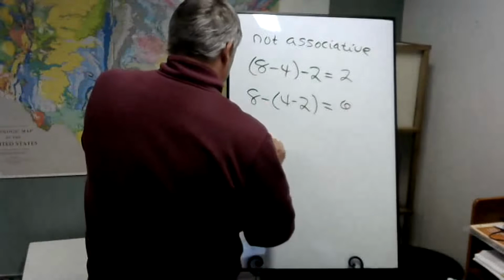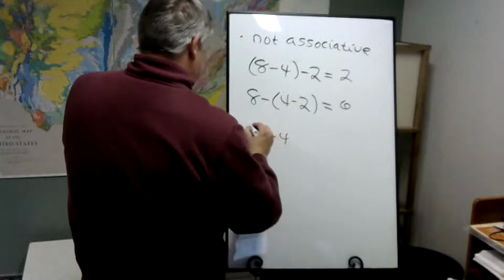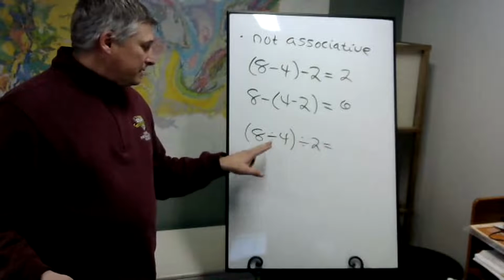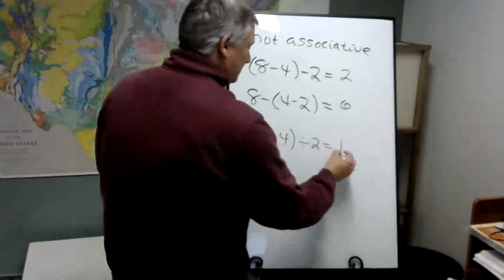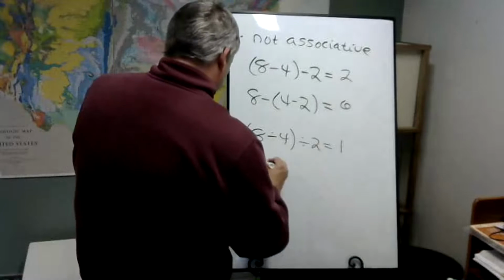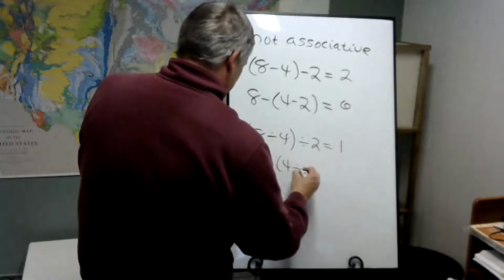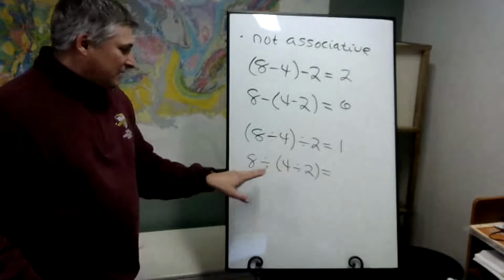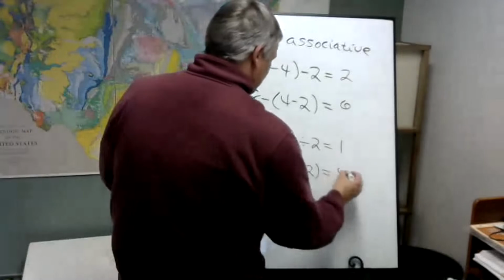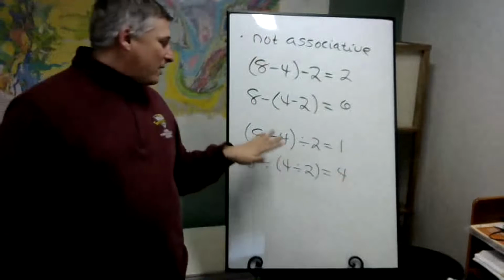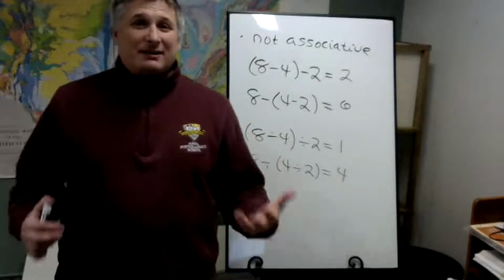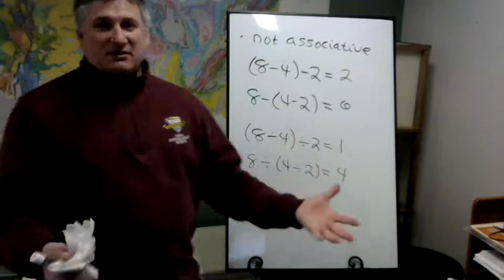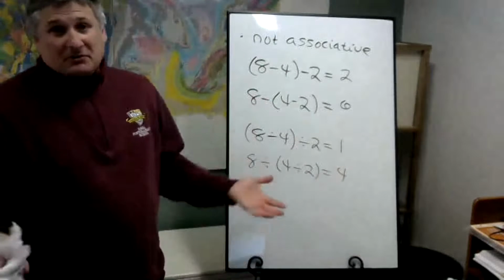Division. 8 divided by 4 is 2. This 2 divided by 2 is 1. Or, 4 divided by 2 is 2, and then 8 divided by that 2 is 4. So again, depending on how we place the parentheses, we're going to get a different answer. So subtraction and division are not associative either, and they're also not commutative.